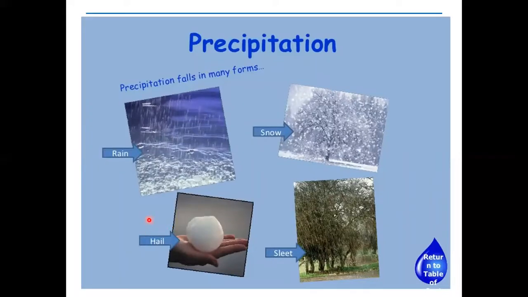Precipitation falls in many forms. This is rain, this is snow, it's like cotton if you touch it, this is hail, and this is sleet.